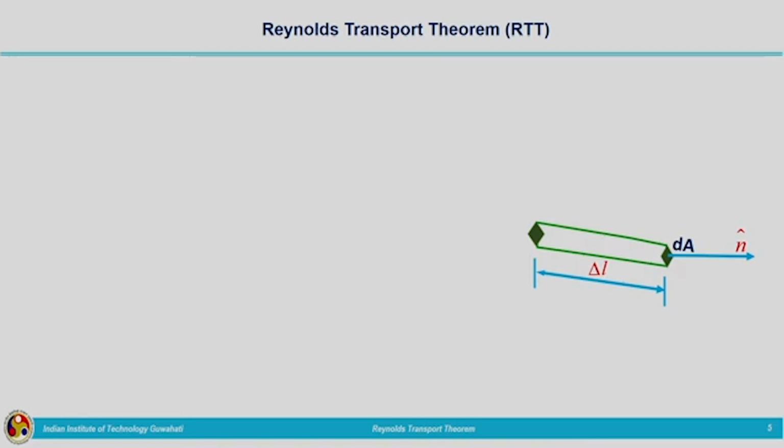Area vector is in the direction marked, the direction of unit vector n, and the velocity vector is in the flow direction. The angle between these two is represented by theta. What we are going to do is to get the expression for volume.